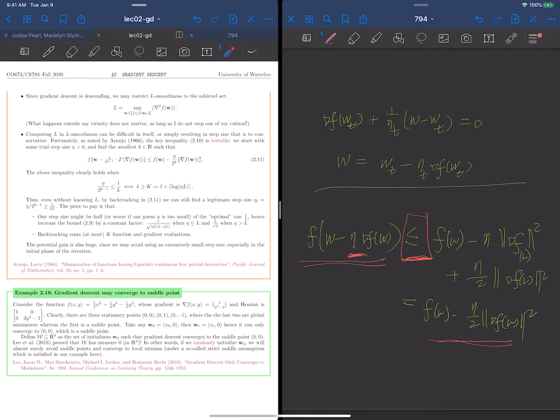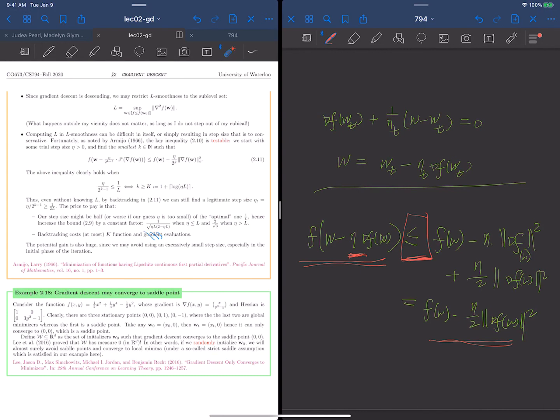And doing backtracking is really easy. All you need to do is to evaluate the function value. So there's a typo here again. So you only need to evaluate the function at these points. So you need to evaluate at W once, you need to evaluate the gradient at W once, and you need to evaluate the function value capital K times, right? So this is the price to pay. You have to evaluate the function a number of times in order to test this inequality.